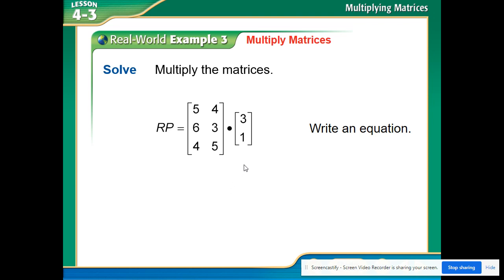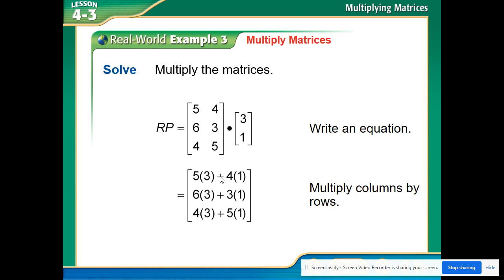Now, here's one that's a little bit different. This is a 3 by 2, and this is a 2 by 1. So they can be multiplied because of the 2's in the middle, and my answer is going to be a 3 by 1. So I'm going to have 3 rows with 1 column, and each entry is going to have 2 sums because that's that middle number.